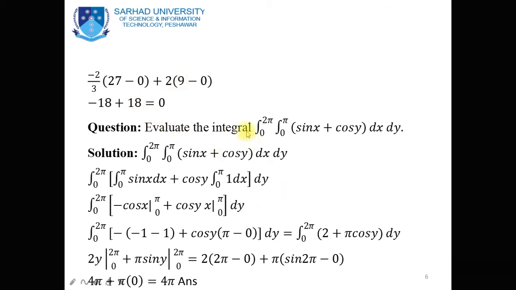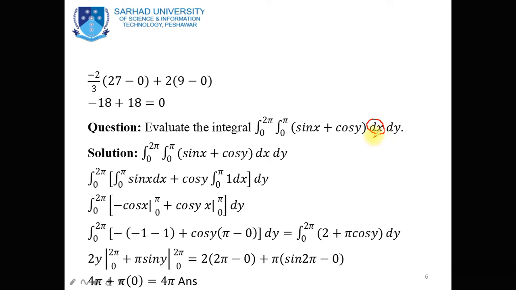Now to evaluate the double integral from 0 to 2 pi and from 0 to pi of the function sine x plus cos y with respect to x and with respect to y. So dear students, note that first of all take the integration, like I want to highlight this point. If we obtain dx in this first position, then first of all integrate the function with respect to x, and if we obtain dy in this position, then first of all integrate the function with respect to y, and then at the second stage integrate the obtained result with respect to x.